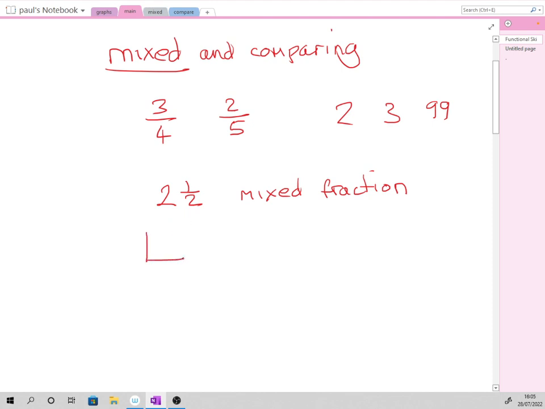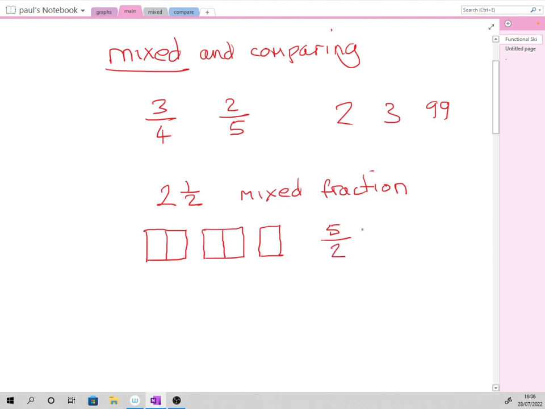So we've got 1, 2 and a half. Yeah, so we've got 2 whole ones and a half. Now if we want to convert that to a sort of regular fraction, let's divide them all up into halves. So we've got 1, 2, 3, 4, 5 halves. So that would be 5/2.